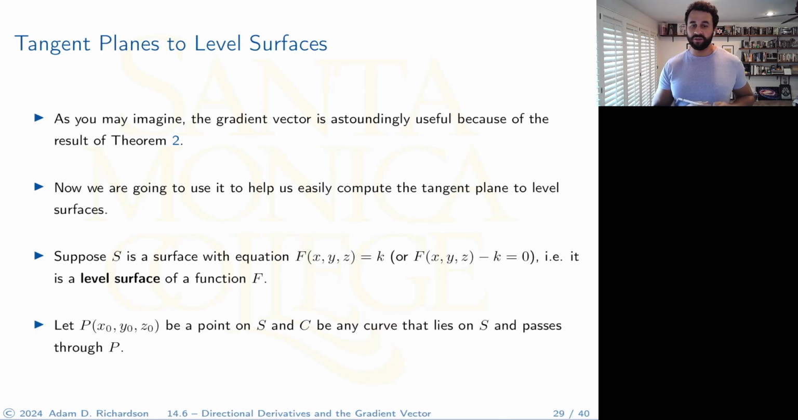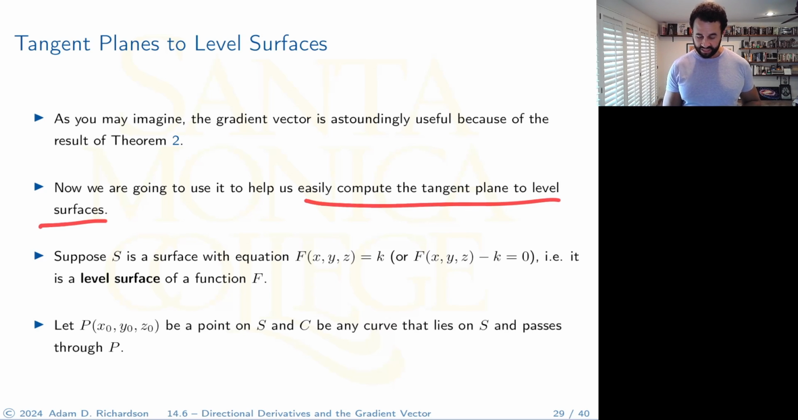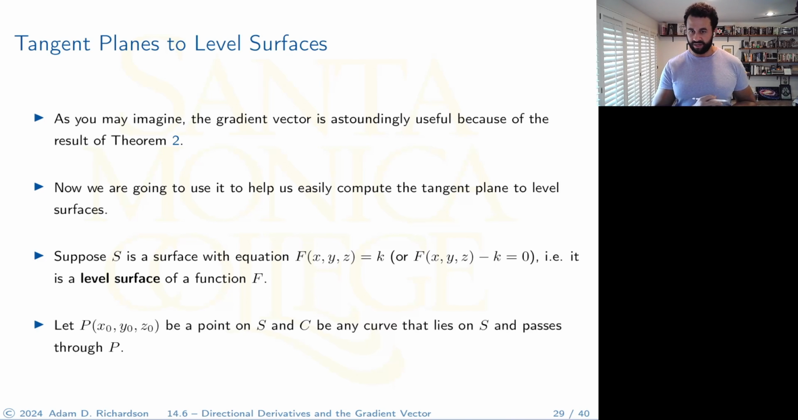So now we're going to use the gradient vector to easily compute tangent planes to level surfaces. A good image to have in mind, I have a figure here in a couple of slides, is to think of maybe a quadric surface, maybe an ellipsoid. And imagine you want to find a tangent plane to the surface of that ellipsoid. How would you do it? Well, we're going to find out that it's actually quite easy using the gradient vector. And I think even one of you was asking me about this in class the other day, about taking the gradient of a plane. This kind of leads into that idea.